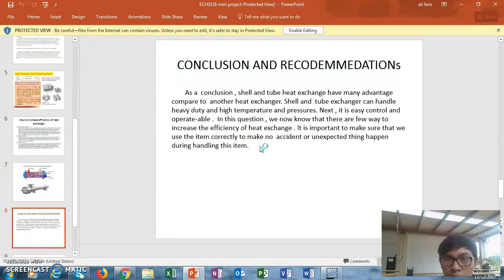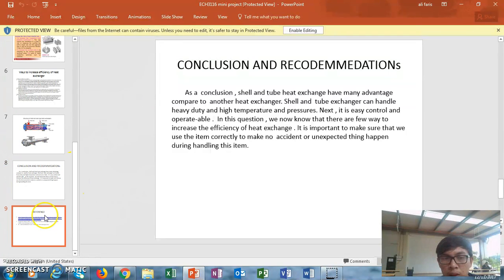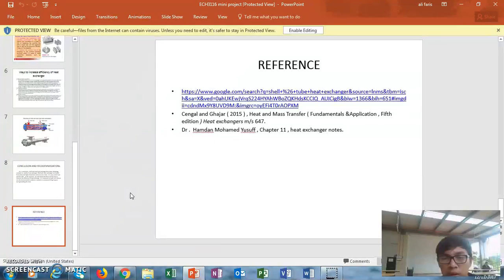We know that there are a few ways to increase the efficiency of a heat exchanger. It is important to make sure that we use the item correctly so that no accident or unexpected thing happens during handling of this item. Okay, that's all. This is the reference.